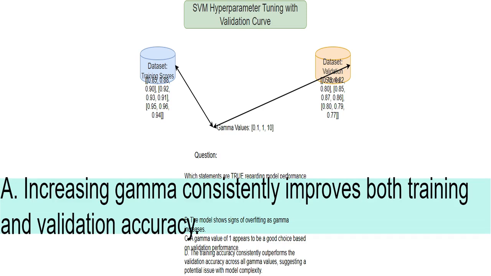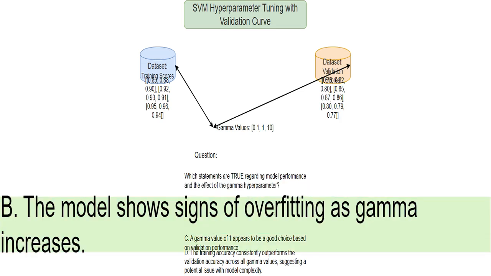This statement is evaluated by looking at how both training and validation accuracies change as gamma increases. Are both consistently getting better, or is there a different trend? This statement focuses on assessing the difference between training and validation accuracy as gamma increases. A large difference can suggest the model is overfitting, performing well on the training data but poorly on unseen data.